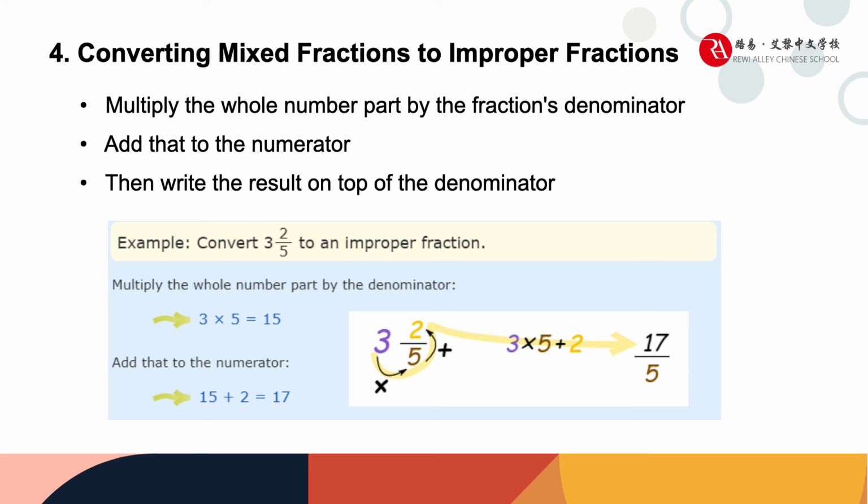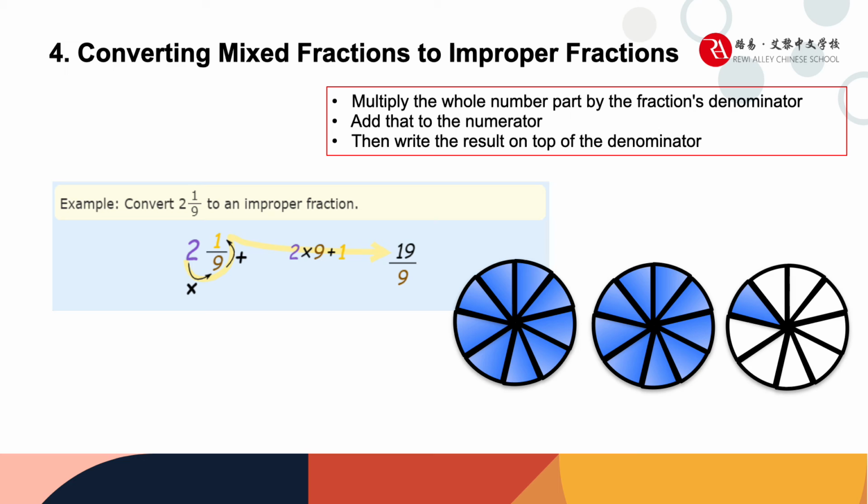Okay, let's look at another example. Convert 2 and 1 over 9 to an improper fraction. So we multiply the whole number part 2 by the denominator 9. We get 18. And then add that to the numerator 1. We get 19. Then we put 19 on the top and remain the denominator as 9. Finally, we converted the mixed fraction 2 and 1 over 9 to an improper fraction 19 over 9.